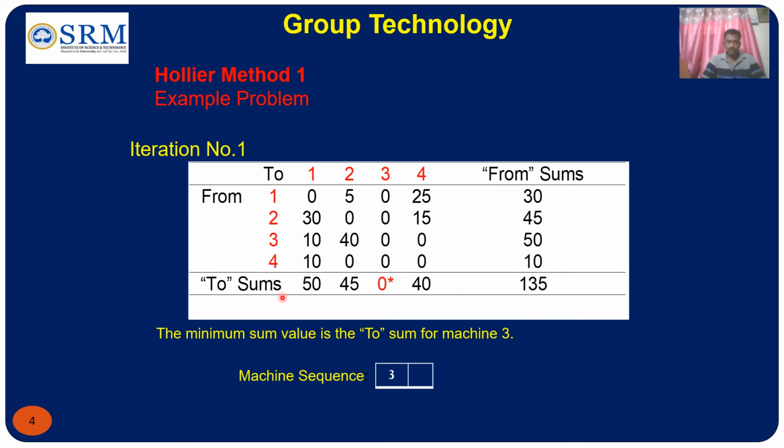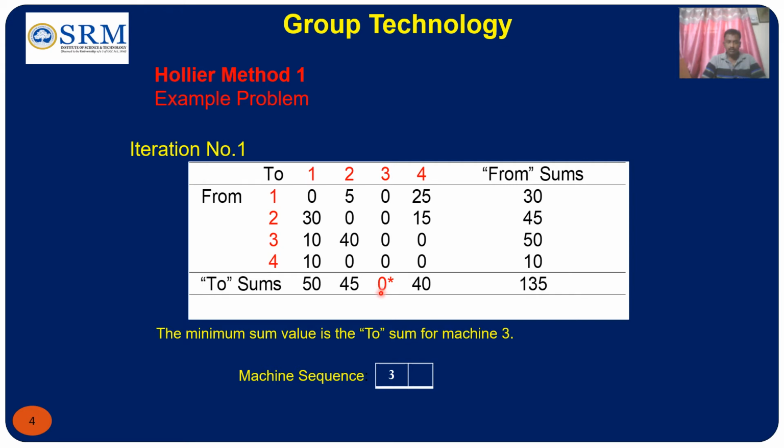Two sums, we have to add this one, 30 plus 10 plus 10, 50, similarly 45, here 0, here 40. Now we can see the minimum sum value is attained in the two sum. Okay, when we are summing up the two, we get a minimum value. So if you are getting a tie, then we have to go for certain steps that we have given in the procedure. Now we are arriving at a minimum value in the two sums for machine number 3.